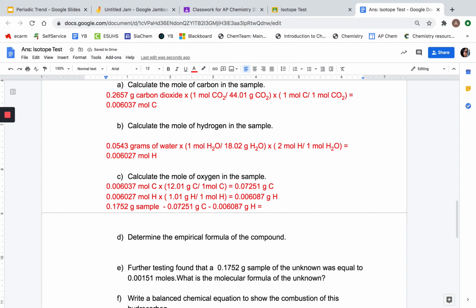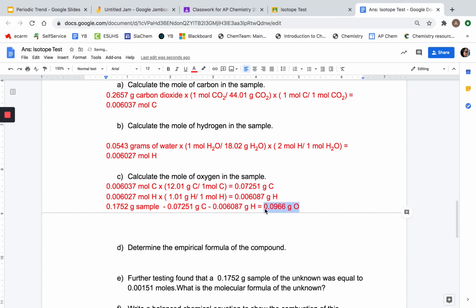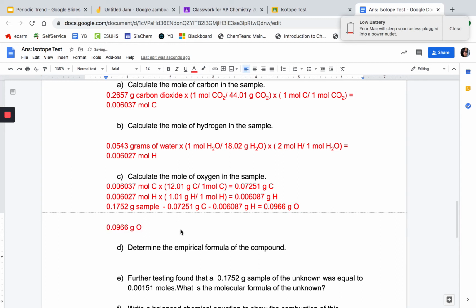Okay, so I'm doing a little bit differently. 0.1752, we're gonna get 0.096. Notice that should be 4 decimal places because we're adding and subtracting, not multiplying. So 6, good enough. That will be gram of O. Now that we have a gram of O, hopefully you know what we're coming out next. We're just gonna convert that gram of O into the mole of O. So 1 mole of O, 16 gram of O.